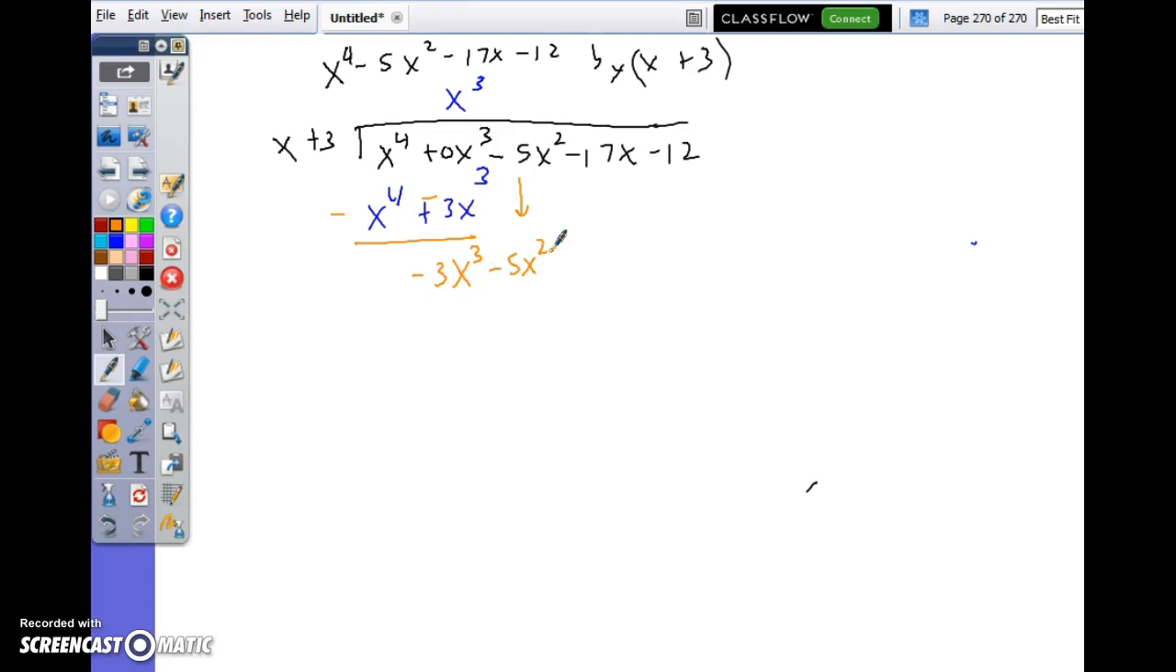We just repeat it over and over again until we get bored. So Helen, here we go. Helen, ready? What times x gives me negative 3x squared? Cube, sorry. Negative. No, I need a 3.